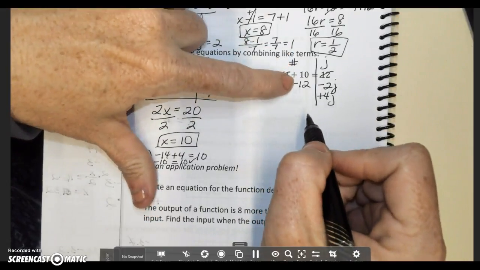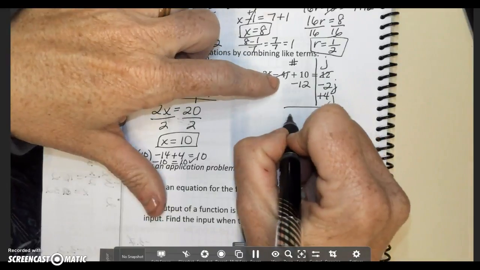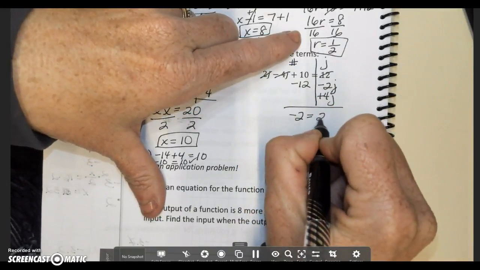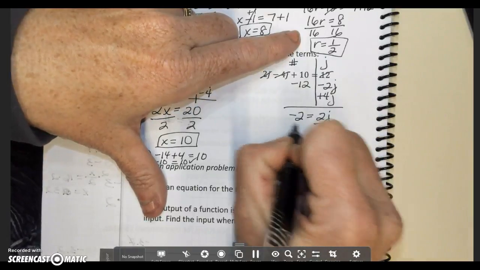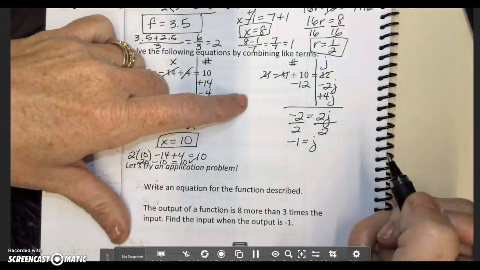And now we've got numbers on this side, variables on this side. I just need to total them up. So 10 minus 12 is negative 2. And negative 2j plus 4j is 2j. I'm going to divide both sides by 2. And I'll get negative 1 equals j.